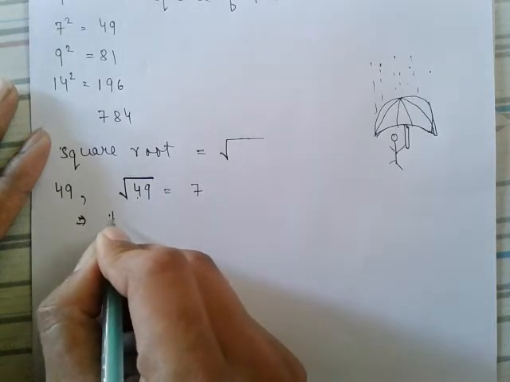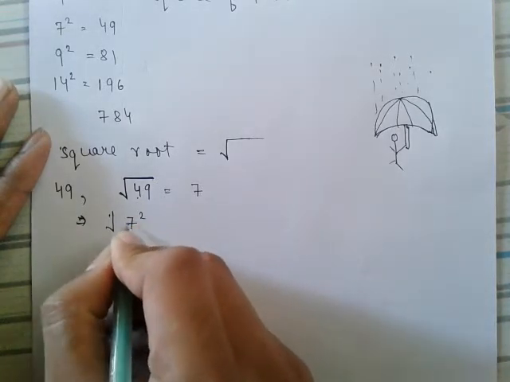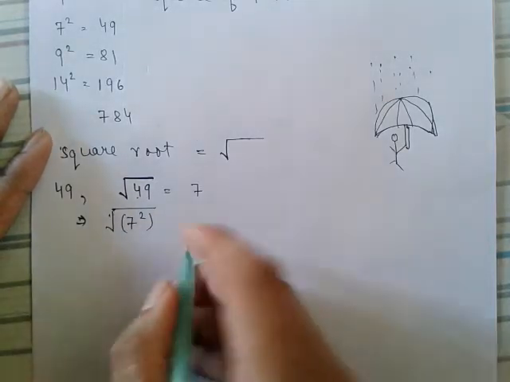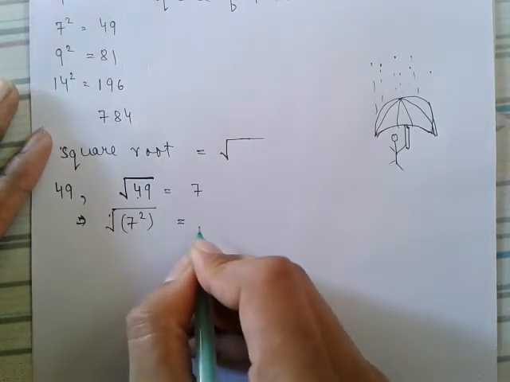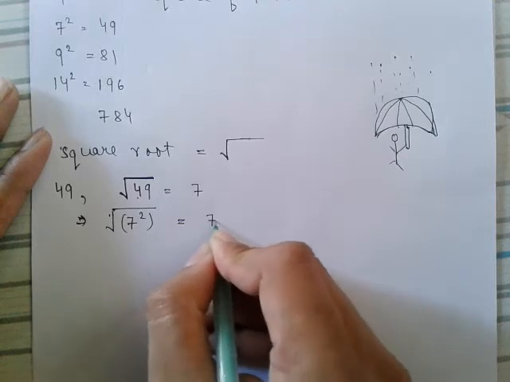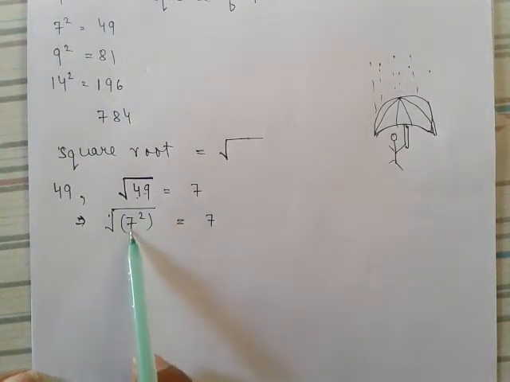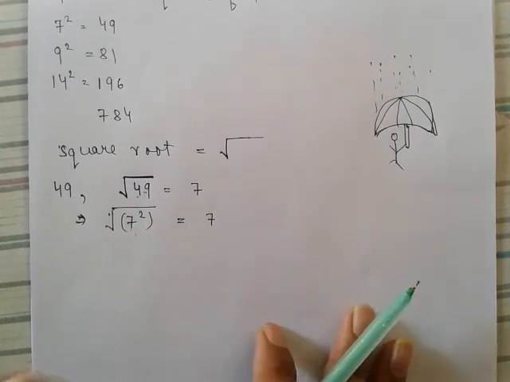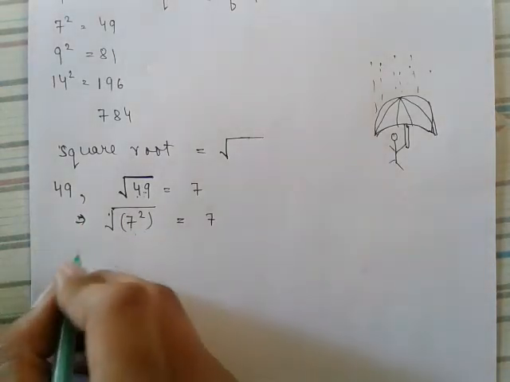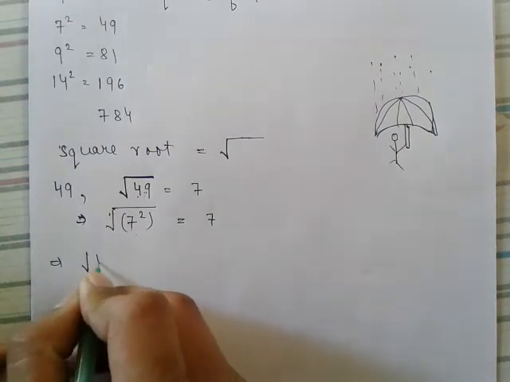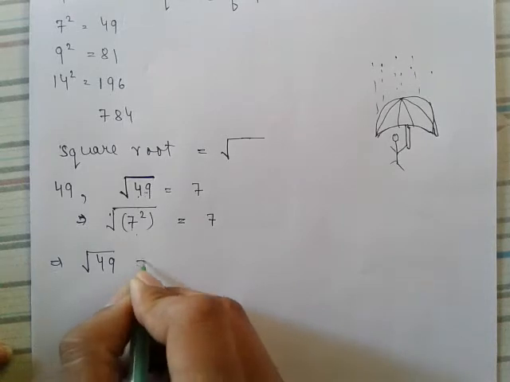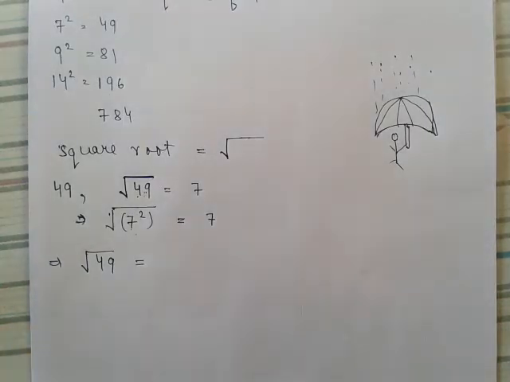49 is equal to 7 squared, so you can write it like this. In the LHS part we write 49 as the square of 7, and the RHS remains the same. So in other words, 49 simply means... in the second chapter we have learnt about exponents and powers.